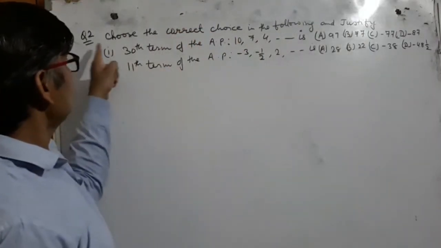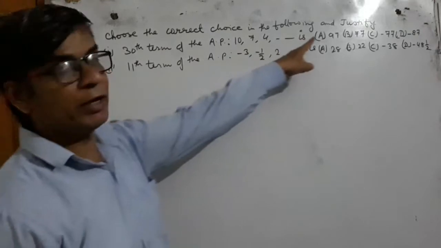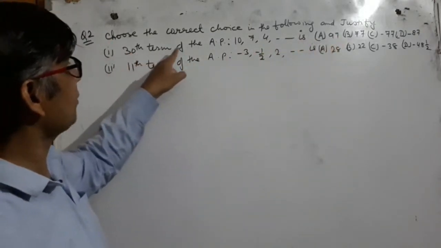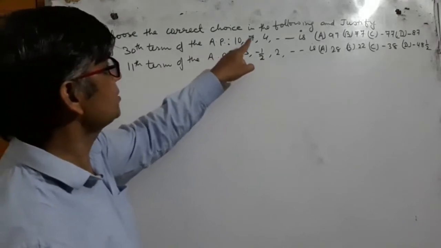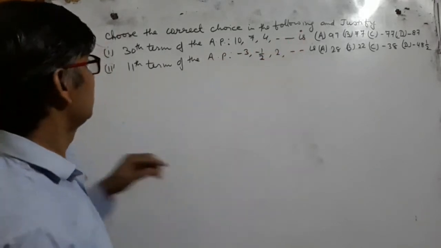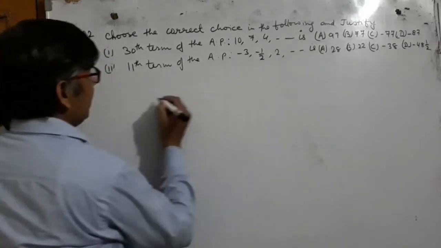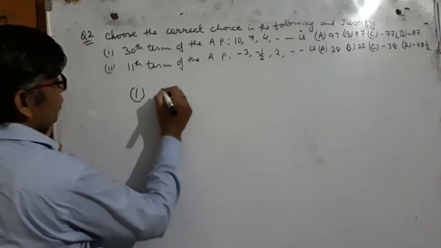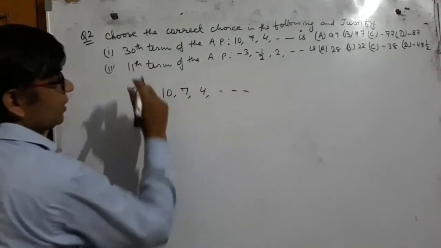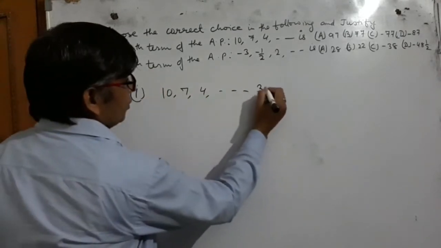Now question number 2. Choose the correct choice in the following and justify. First is 30th term of the AP 10, 7, 4 and so on is, एक AP given है. Number 1, AP is 10, 7, 4. We have to find its 30th term.